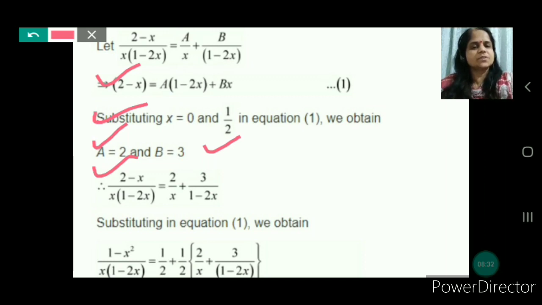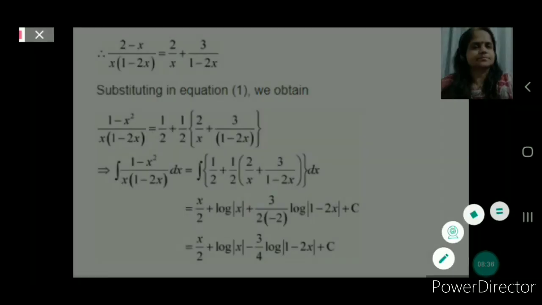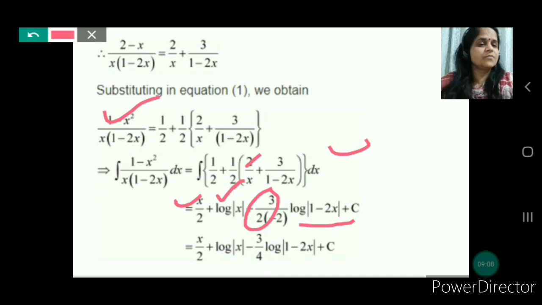Substitute this in our equation. So you will get this. Now integrate. So there are 3 terms. 1 by 2 and 1 by 2 in bracket, it is 2 by x plus 3 by (1 minus 2x). So the integration of 1 by 2 dx is x by 2. Now here the 2 will cancel, it is only 1 by x. So it is log mod of x. And from here 3 by 2 take as it is, and it's 1 minus 2x. So it is log mod of (1 minus 2x).